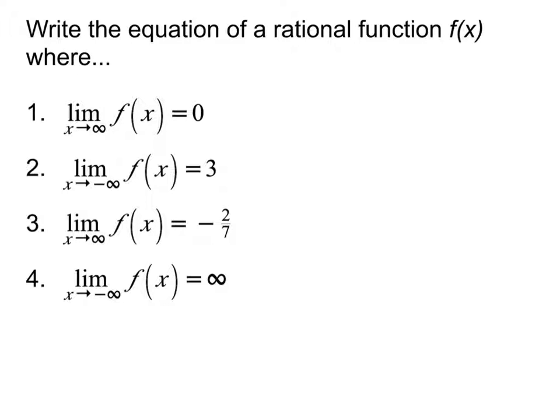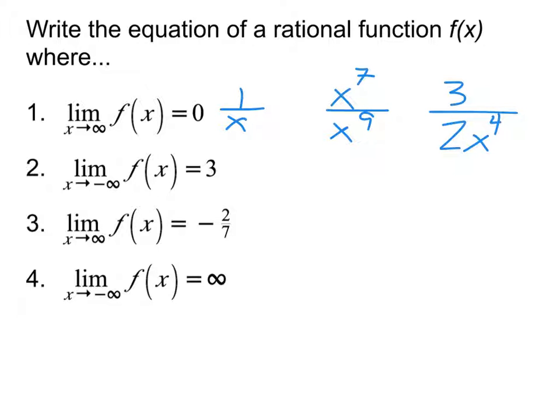So for number 1, we need a limit as x approaches infinity that will equal 0. Notice that just tells us that it needs to be a bottom-heavy rational function. So as long as the bottom has a higher degree than the top, you're going to be fine. It can be all sorts of things, and you can put all the numbers in there that you want as long as the bottom degree is higher than the top degree.